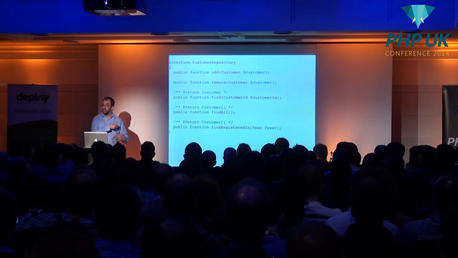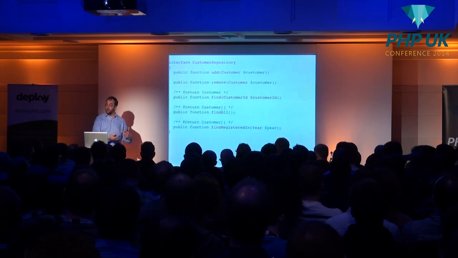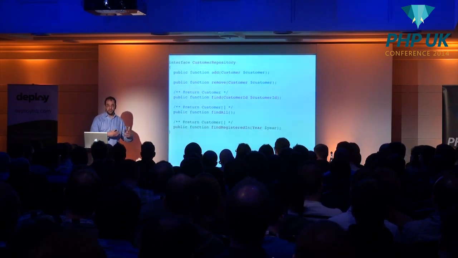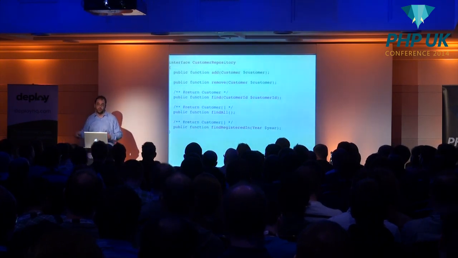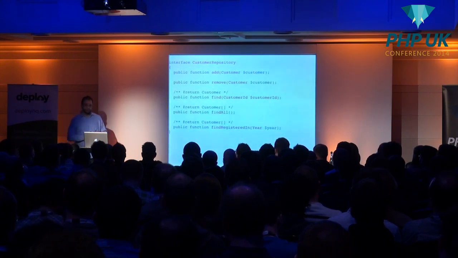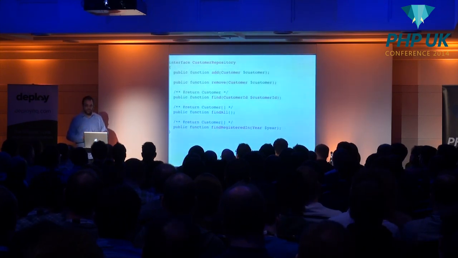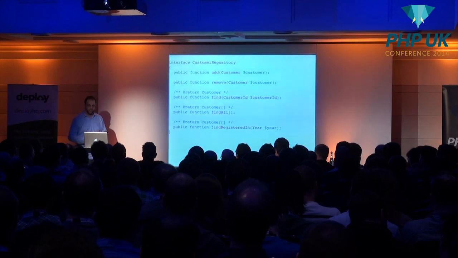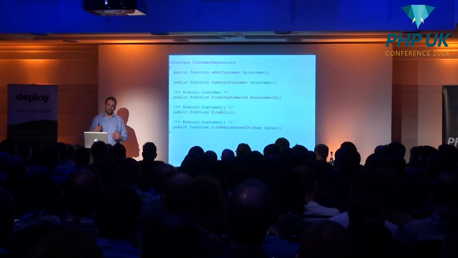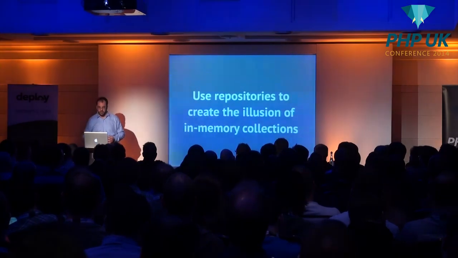And the nice thing of having an interface like this is that you can implement this interface with an in-memory collection, which is very nice for unit tests because then you don't have to talk to your database. You can implement it with, you know, maybe a Doctrine customer repository or a PDO customer repository or maybe a Mongo customer repository, things like that. But your client code is still going to think it's just a customer repository with some collection style methods. So we create the illusion of an in-memory collection, even though in the background it's actually persisting to database. So this is what I just said.